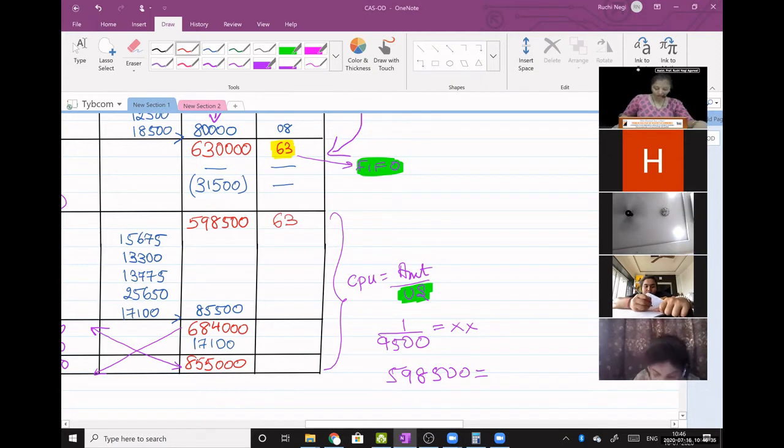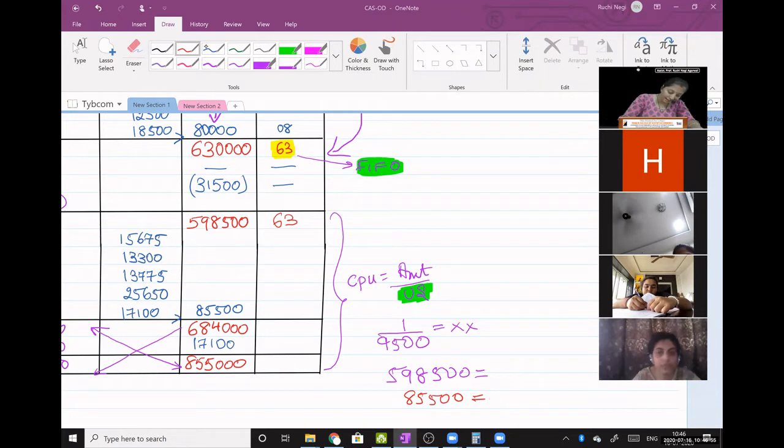Okay, round off. The next answer what I want? Selling and distribution overheads. So 85,500 and press equal to. Yeah, Swapnil. Now it's 8.99. You have already rounded off. So make it 9.